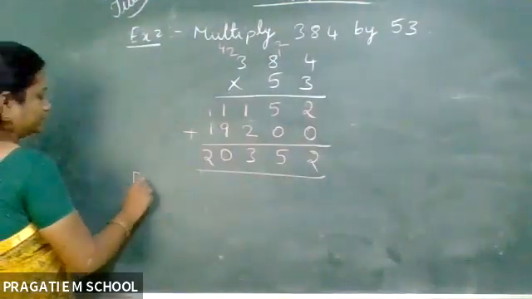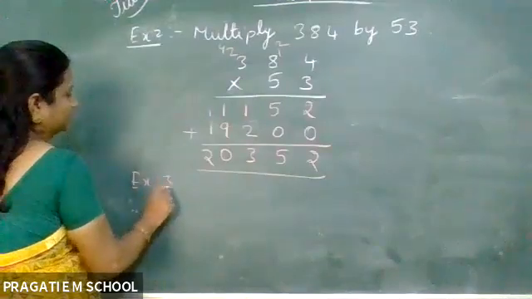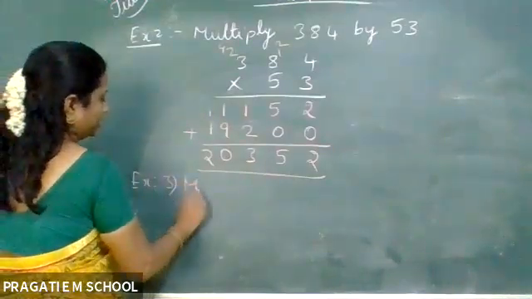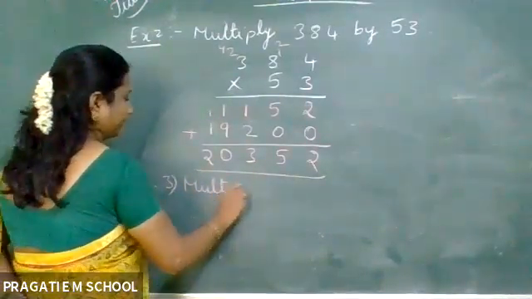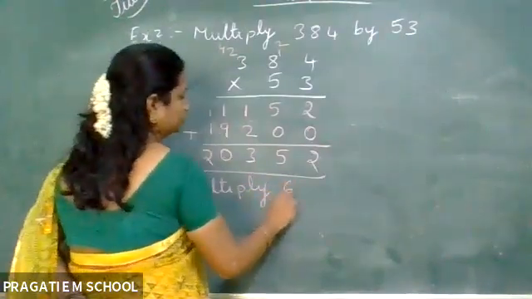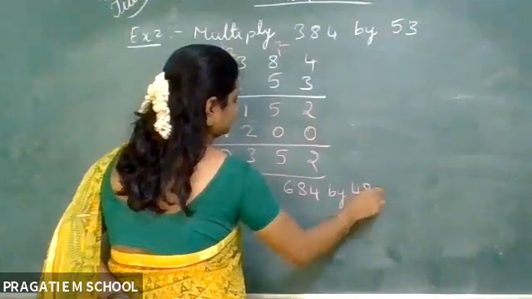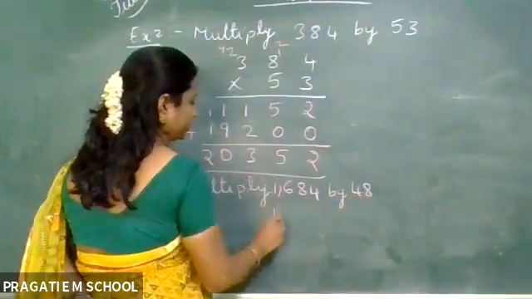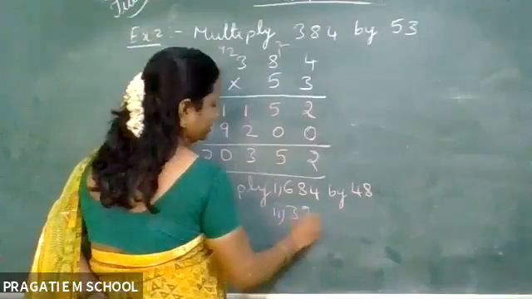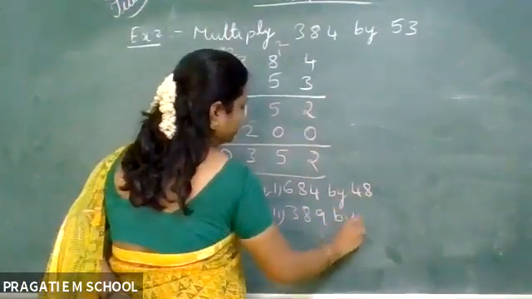Please take 2 examples as homework. Example 3, multiply. Very simple, I am going to give you 684 by 48. This is the first one, and the second one, 389 by 89.